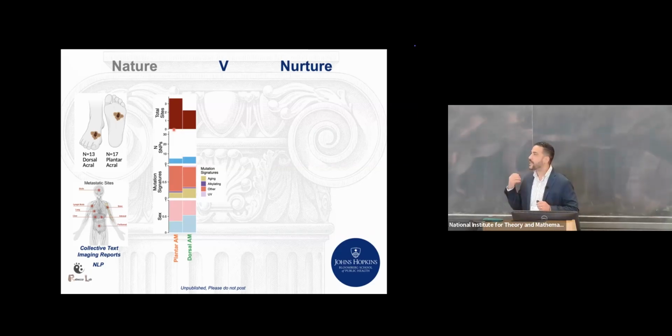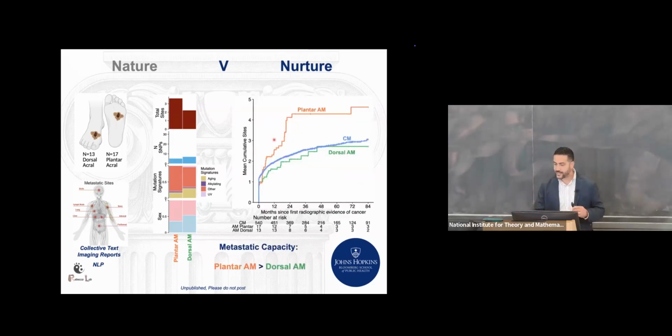So it provided us an opportunity to see whether the property of nurture in the bottom of that foot, the plantar skin, is driving that metastatic capacity compared to the top of the foot. And indeed, when we look at the metastatic capacity, we find compared to dorsal acral melanomas that don't have much metastatic capacity compared to cutaneous, we find that those plantar acral melanomas, again, display an increased distant rate of metastasis, suggesting that this element of nurture might be partly responsible for this elevated metastatic capacity in plantar acral melanoma.